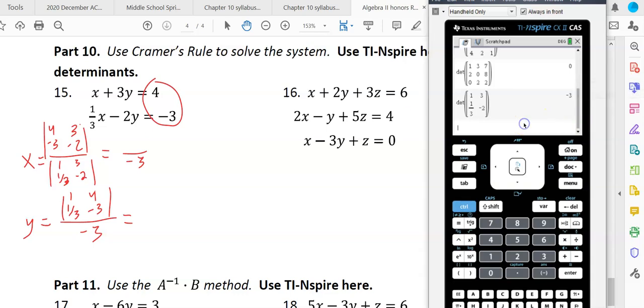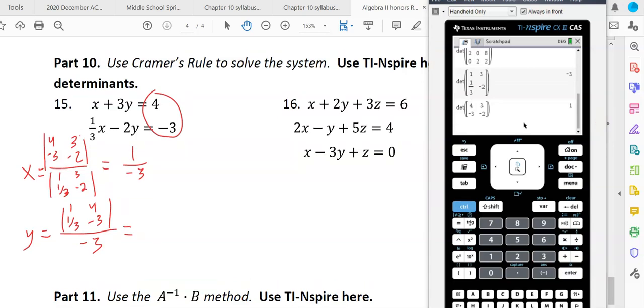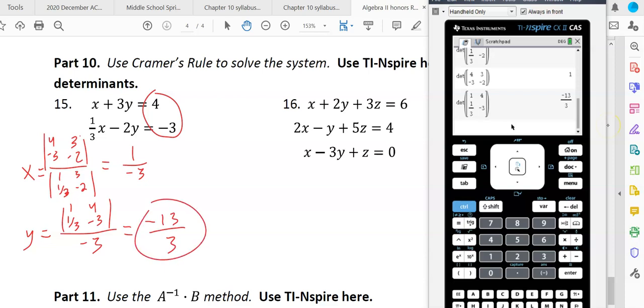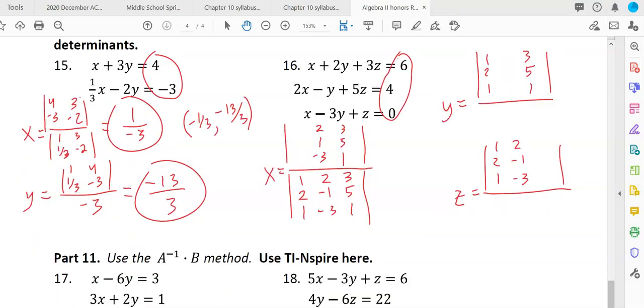And the thing I like to do in the calculator is you copy and paste that coefficient matrix, just change the two I need to. When it's x I'm looking for, I'm going to change that to 4. I get 3. I get 1, so x is -1/3. I go back to the coefficient matrix this time. I'm going to change or alter the y value to -3. So I get -13/3. Okay, so don't forget to write your answer as an ordered pair.